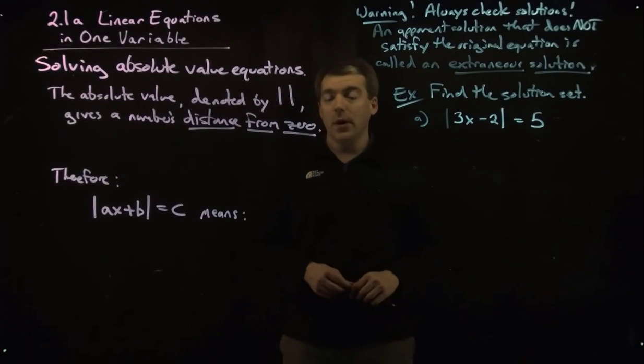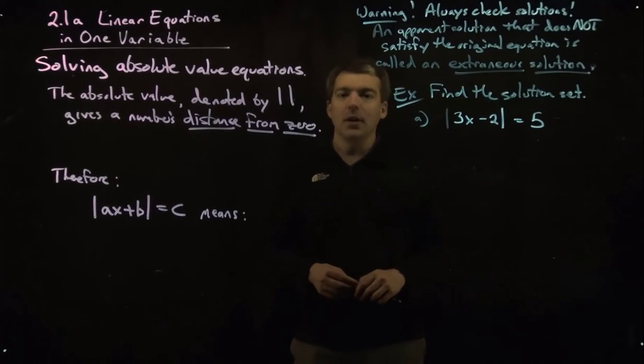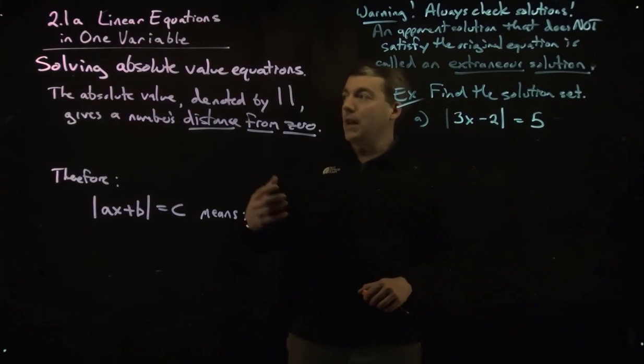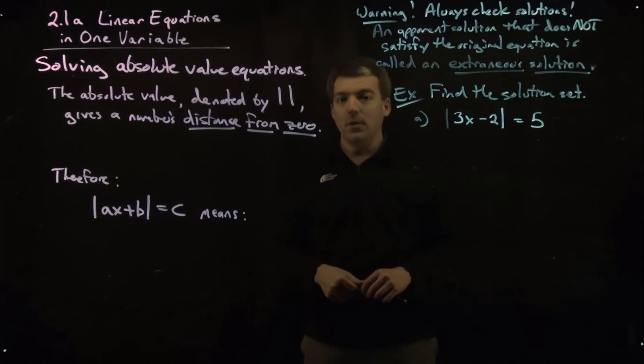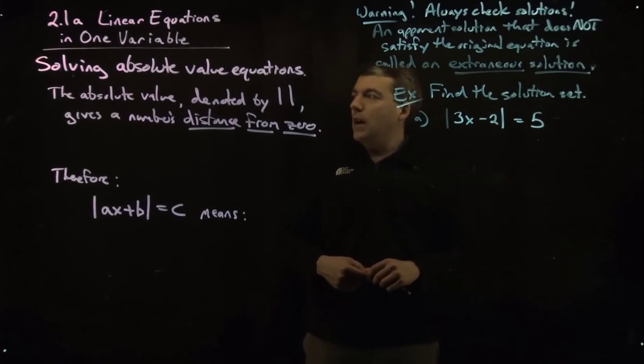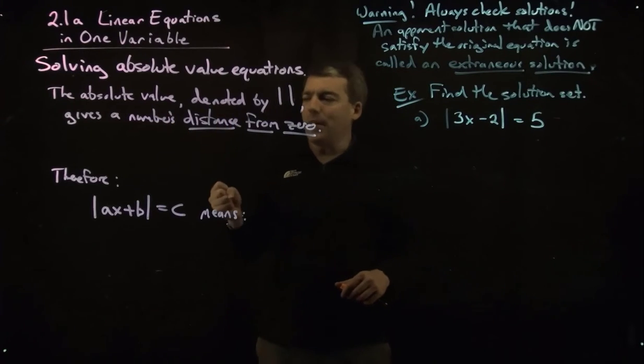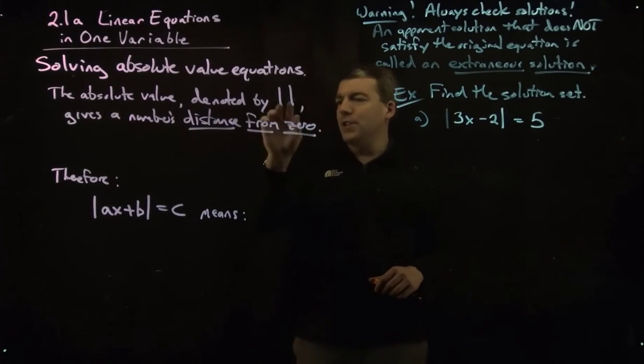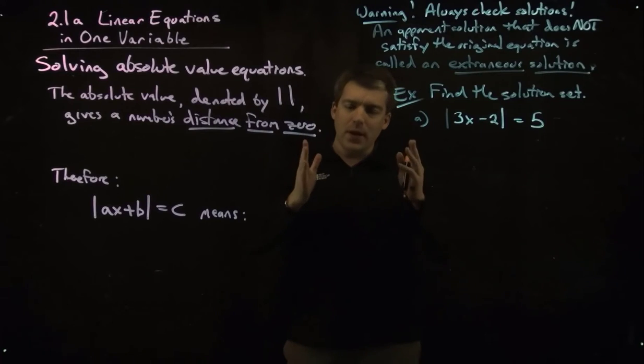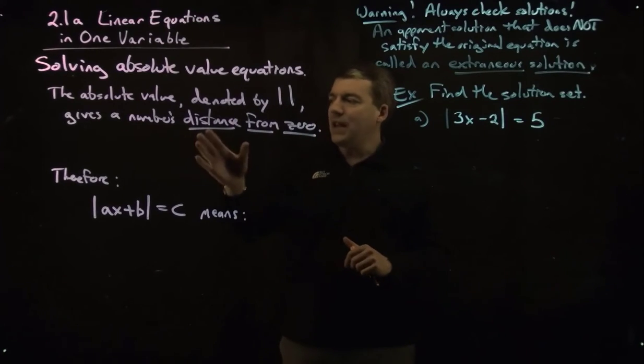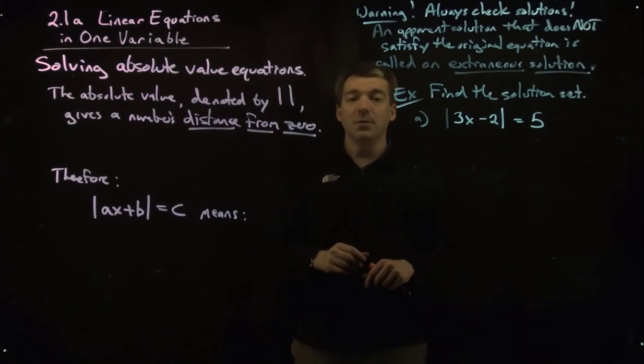Hi, in this video we're going to look at a different type of linear equation of one variable, and that would be an absolute value equation. What is the absolute value? Well, the absolute value is denoted by these two vertical bars around the number or expression, and that gives the number or the expression's distance from 0.